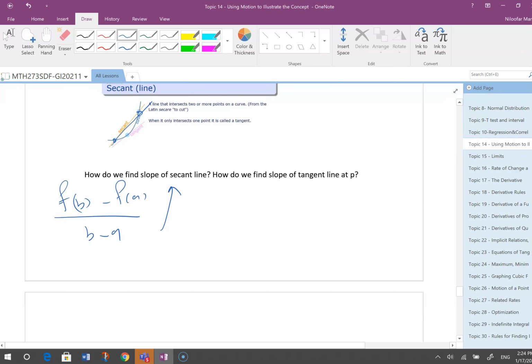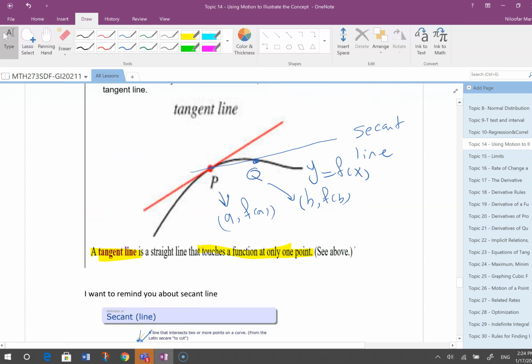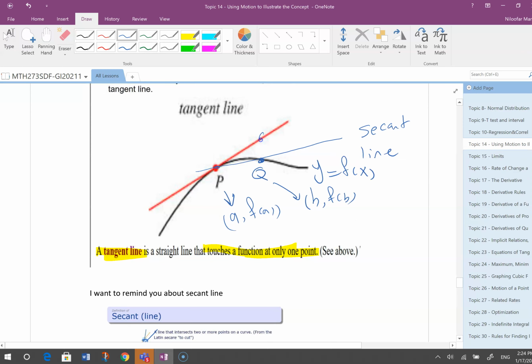I know it. But how about for the tangent line? For the tangent line, I just have one point on the graph. Yes, I can find another point on the line, but it is not on the graph, so I don't have x and y for that point. I don't know x and y for this point.